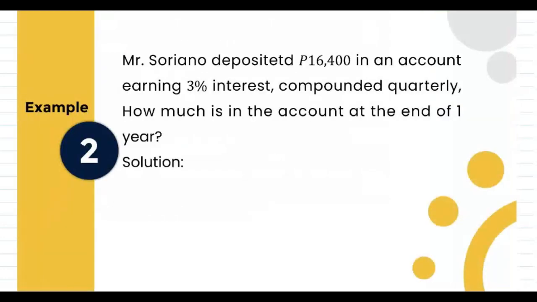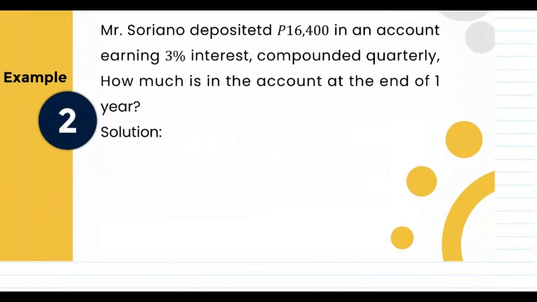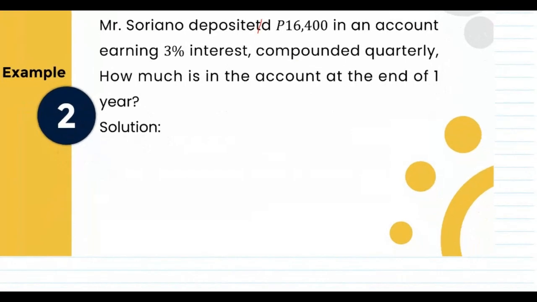Let's have a problem. So let's say this example 2. In example 2, the question is that Mr. Soriano deposited 16,400 pesos in an account earning 3% interest compounded quarterly. How much is in the account at the end of 1 year? So, same case again, class. We have to understand the problem.